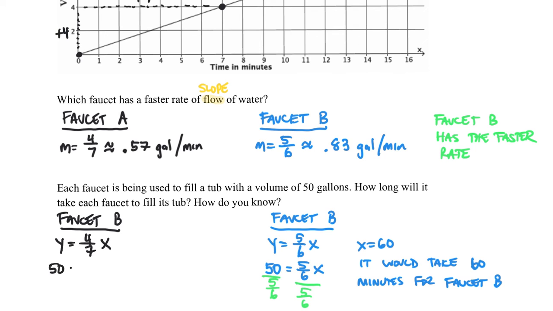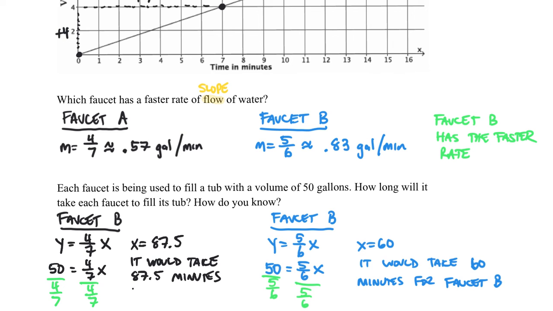And same thing. It wants to know how long it will take, which means find x, for this thing to reach 50 gallons. So I'm going to plug in 50 for y, and then I'm going to solve for x. Going to the calculator. And this time, we find out that x is going to be 87.5. So it would take 87.5 minutes for faucet A.